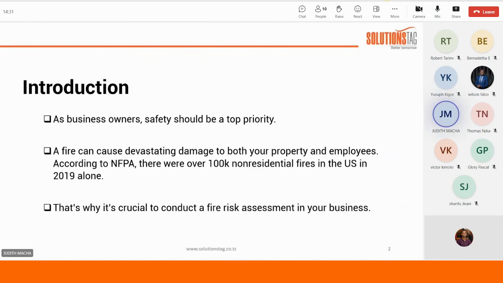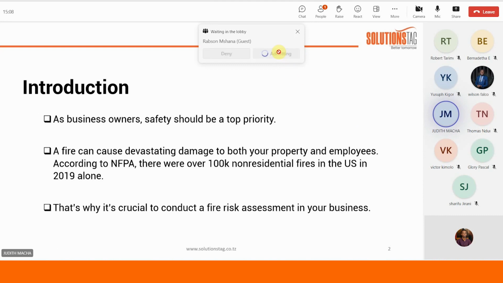So Wilson introduced me to discuss fire risk assessment. As we continue now, let's hit the ground running and go deep on this point. Starting with the introduction, I know as business owners, as business leaders, safety should be our top priority in anything that we do. And as we know, fire can cause devastating damage to your properties, to your employees, to the equipment that you have.